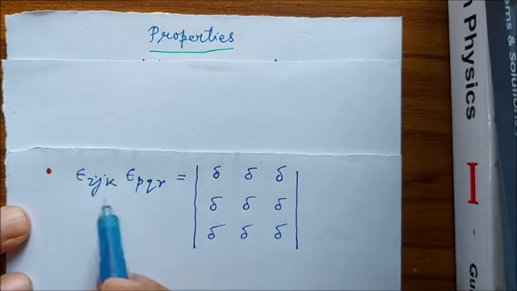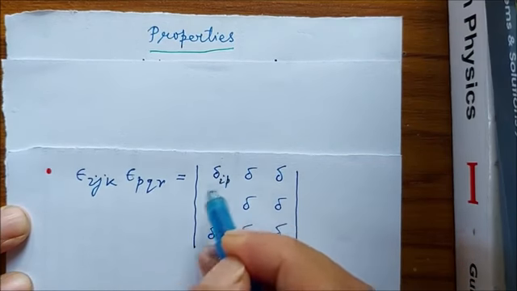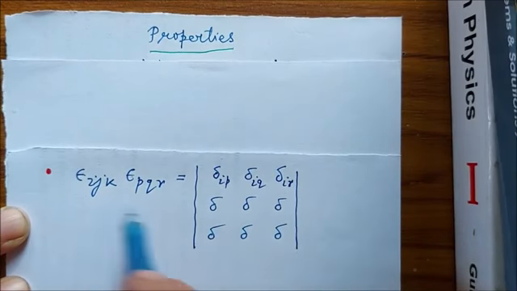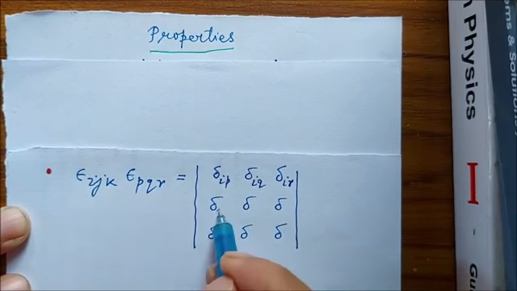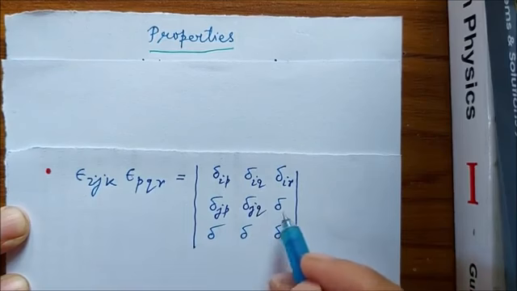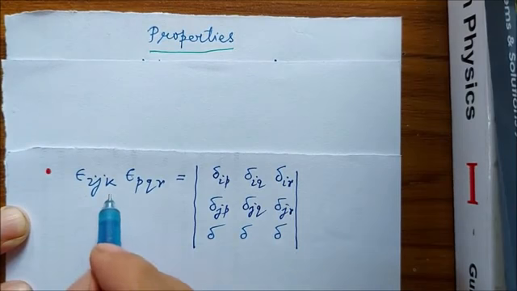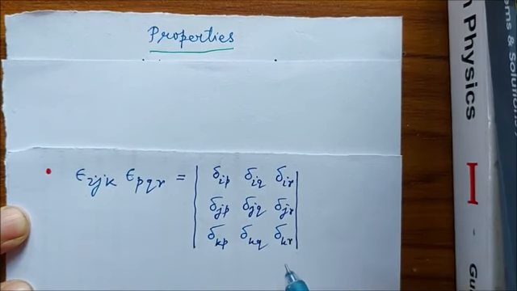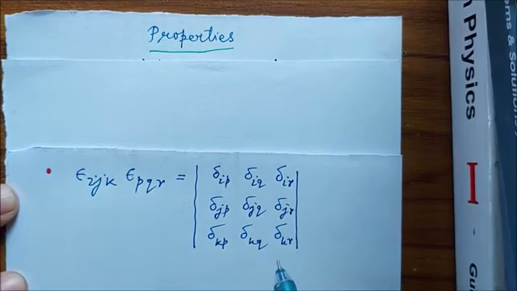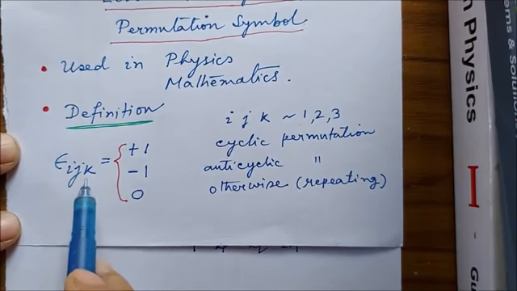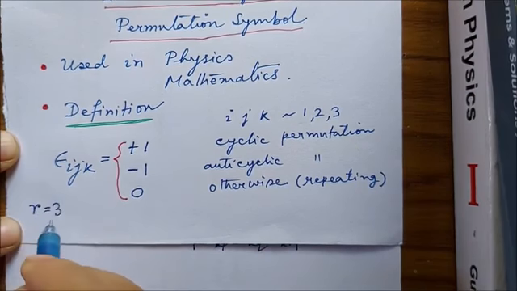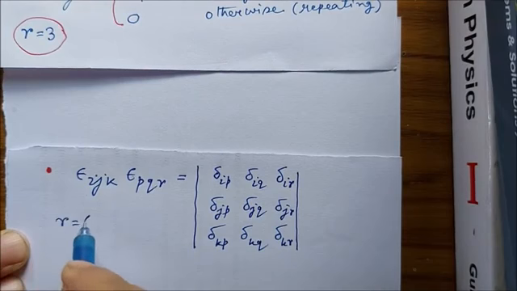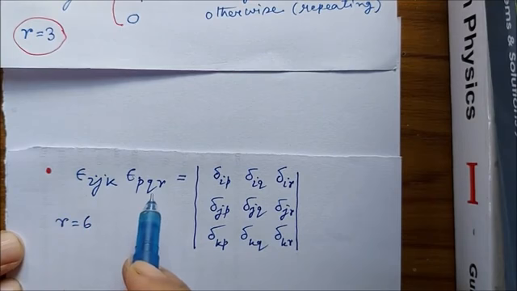And now we have to fill it up in this way: IP, IQ, IR. So that fills up the first row. For the second row, we'll start with the second index, JP, JQ, and JR. And similarly, the last one, we start with K, so it is KP, KQ, and KR. So this is the general expression, and let us mention that the Levi-Civita symbol involving 3 indices is a tensor of rank 3, and here the product represents a tensor of rank 6, as evident from the occurrence of 6 different indices.